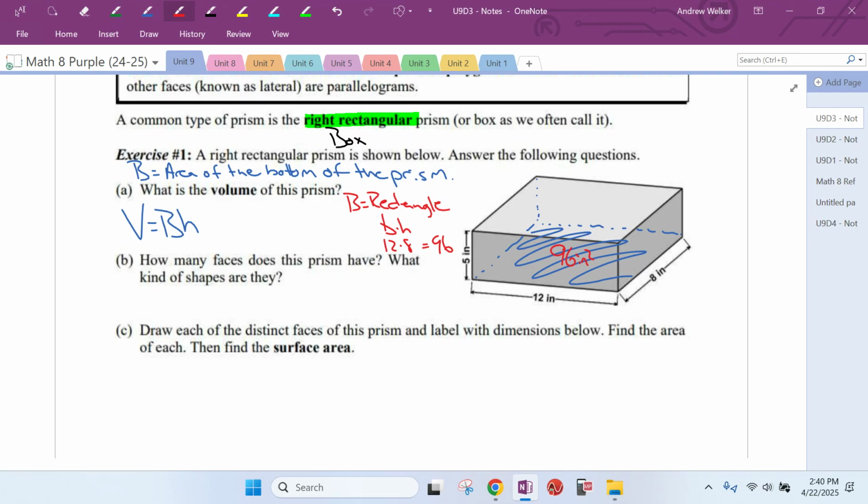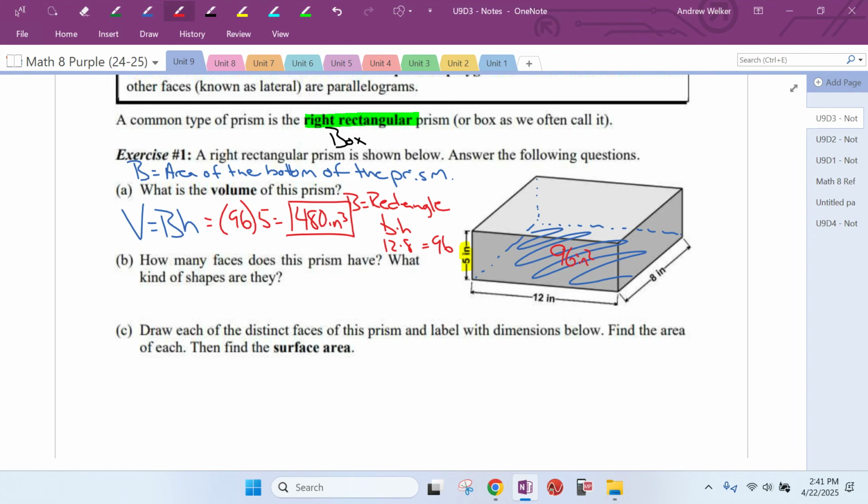Now what I need to do is find the volume. And the volume is just taking whatever the area of the bottom was and multiplying it by the height. In this case, our height is 5. So it's like we're stacking 5 of those bottoms on top of each other, and each one is 96. So 96, stack another one on is another 96, stack another one on is another 96. So this ends up being 96 times 5, and 96 times 5 gives me 480. So our volume here is 480 inches cubed.